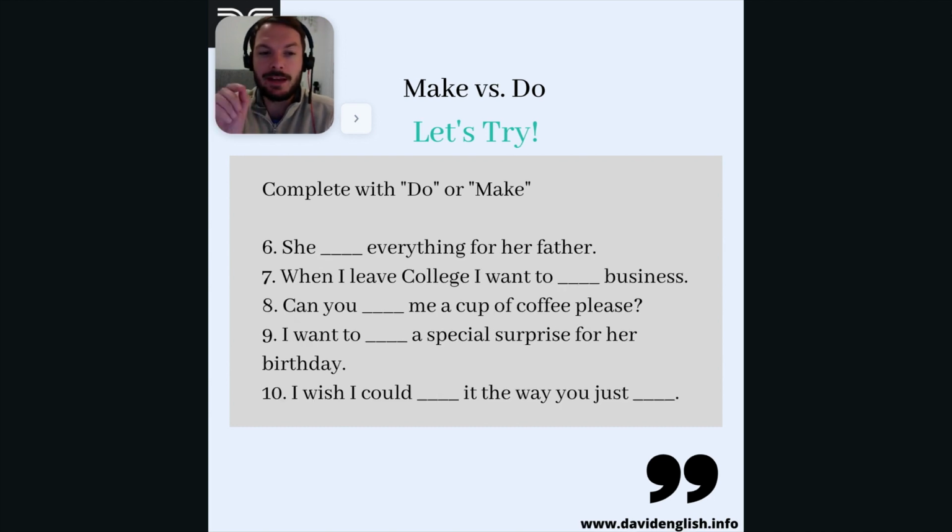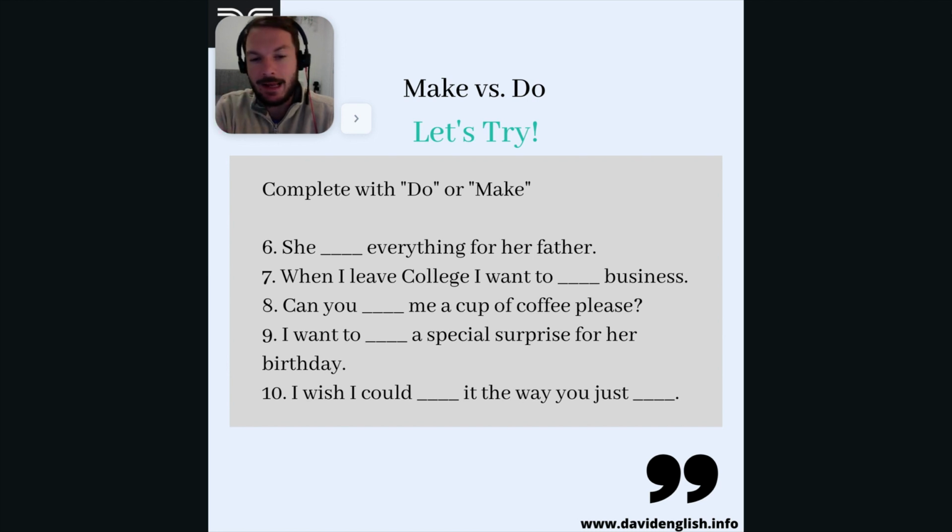Complete with do or make. Number 6. She blank everything for her father. Now be careful because we have a she here. She is singular. So what do you think? She does everything for her father.